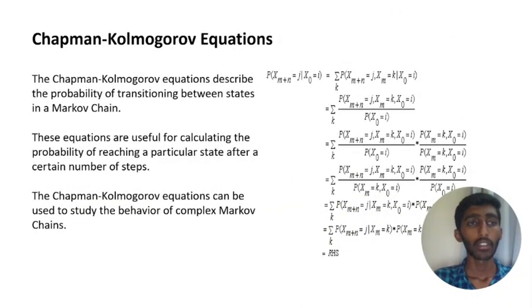Next concept, the Chapman-Kolmogorov equation describes the probability of transitioning between the states in a Markov chain. You can note down the example for your reference. These equations are useful for calculating the probability of reaching a particular state after a certain number of steps. These equations can be used to study the behavior of complex Markov chains.